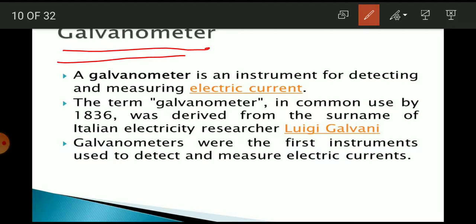Galvanometer is used to measure a small amount of current, and it must be connected in series. A galvanometer is an instrument for detecting and measuring electric current. The term galvanometer is named after an Italian scientist. Galvanometers were the first instruments used to detect and measure electric current.